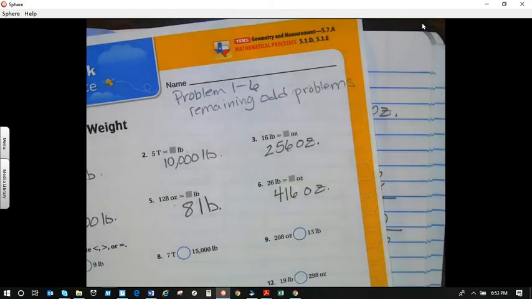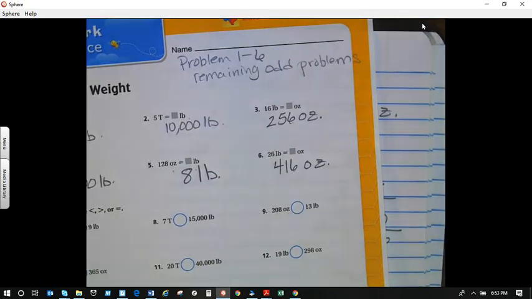And there we go. Those are problems 1 through 6. The rest of them are going to be odd.